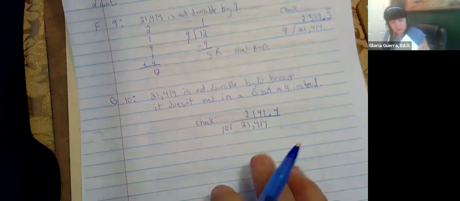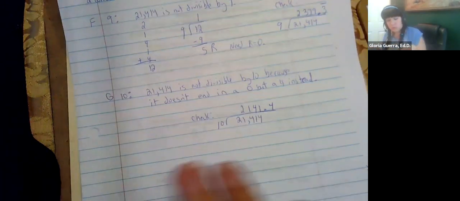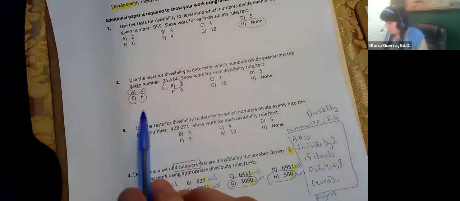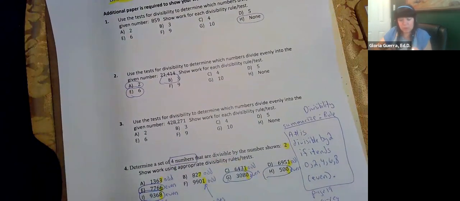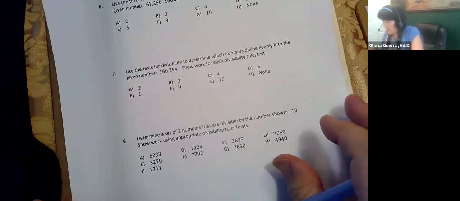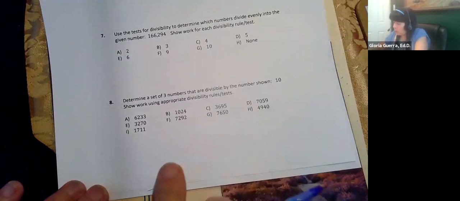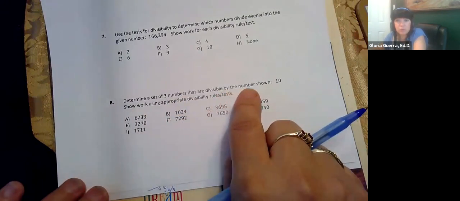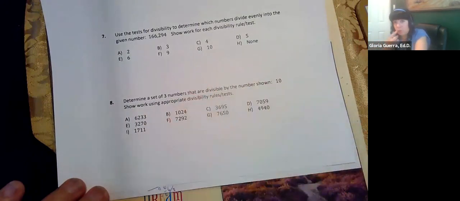Okay, and then if I do one last one, so I did two of those type, and then I'm going to do two of these types. So then we talked about four. We couldn't circle anything else, so we just got those three. So let me do one kind of like this. Let's see. Six, seven, I guess it'd be eight. Determine a set of three numbers. So you should end up having three answers. They're divisible by the number shown, 10. Show work using appropriate divisibility rules.